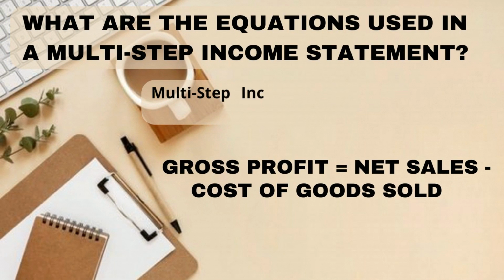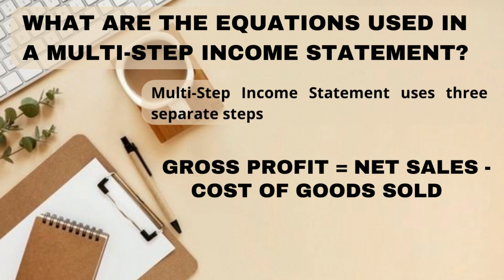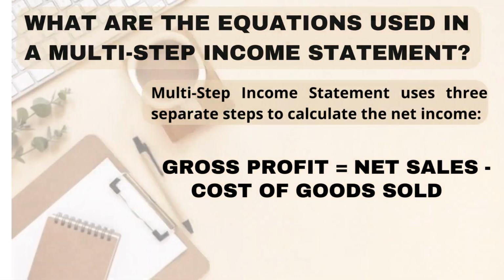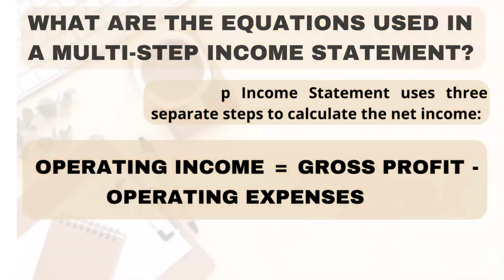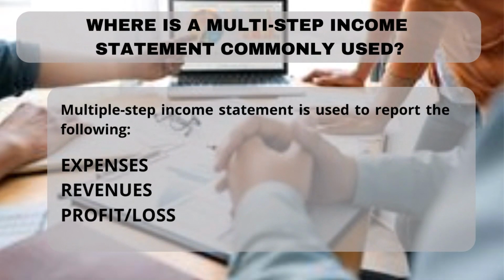Next, what are the equations used in a multi-step income statement? A multi-step income statement is the more complex of the two formats and offers more detail about the business's financial activities. It uses three separate steps to calculate the net income. First is gross profit equals net sales minus cost of goods sold. Second one is operating income equals gross profit minus operating expenses. And third one is net income equals operating income plus non-operating items.